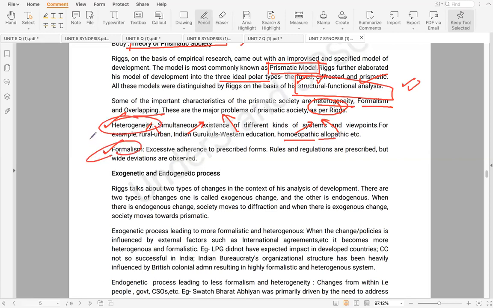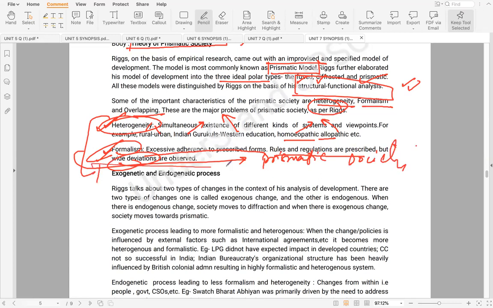Formalism, I have already told you enough. What is the difference between ideal and reality? What is the difference between theory and practice? Similarly, excessive adherence to prescribed norms: rules and regulations are prescribed, but wide deviations are observed. This is called formalism. These are the perfect features of a prismatic society, right?